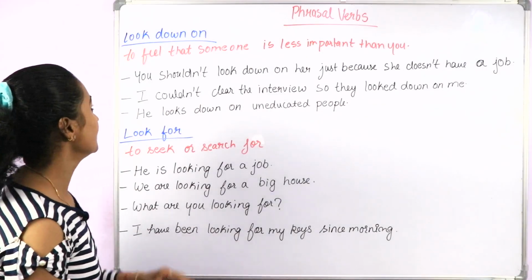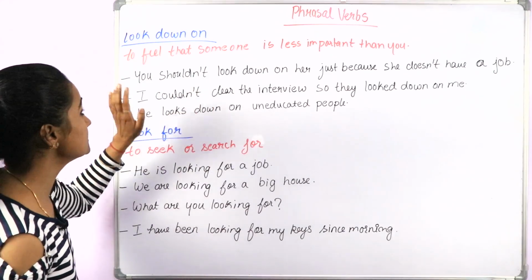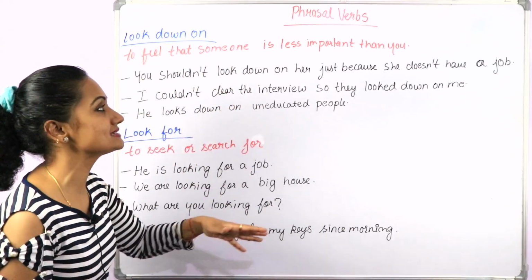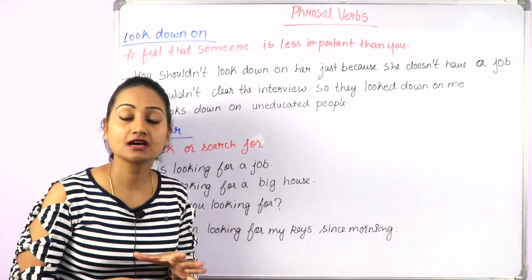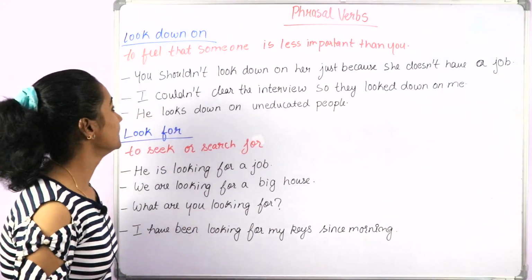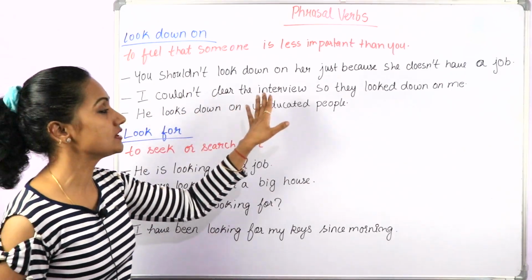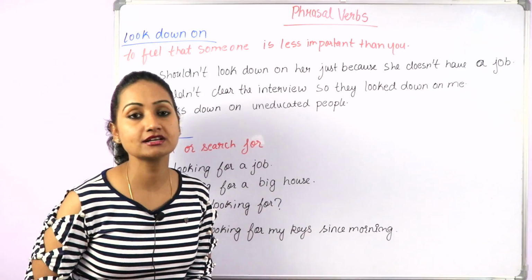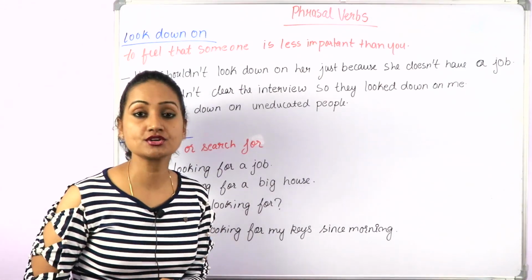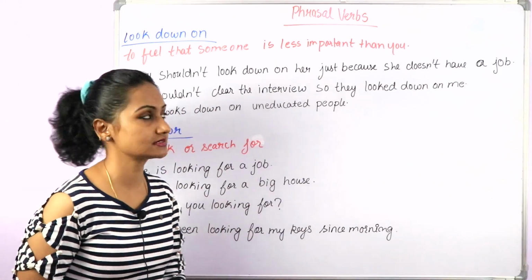Next is look down on. This means to feel that someone is less important than you. Someone is inferior and doesn't deserve respect. You shouldn't look down on her just because she doesn't have a job. It doesn't mean that she is inferior to you or she doesn't deserve respect.